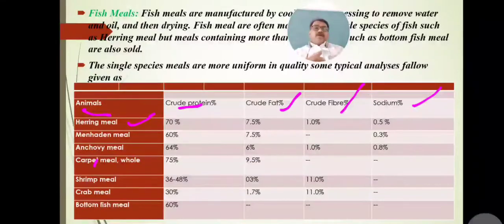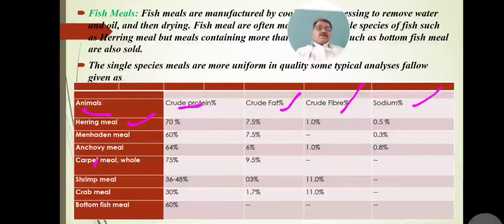It means when we have prepared meals from more than one species, remember carp, shrimp, crab and bottom fish meal, in these four different meals sodium is absent, sometimes fiber is absent, sometimes fat is absent. Means these are not uniform.